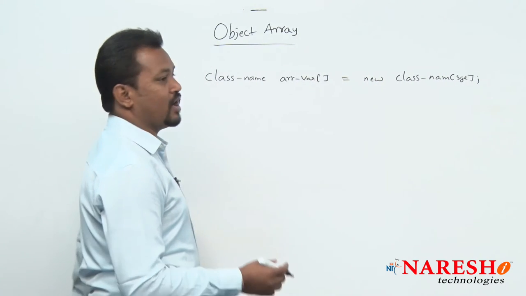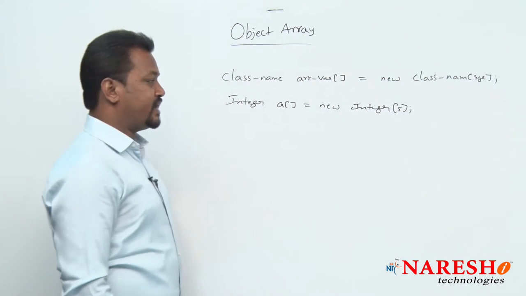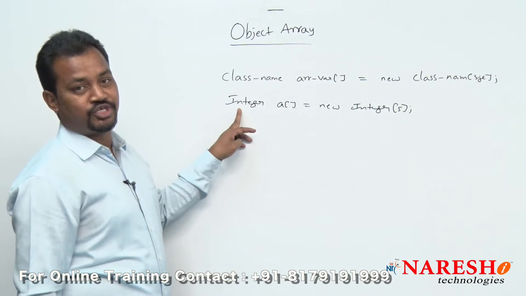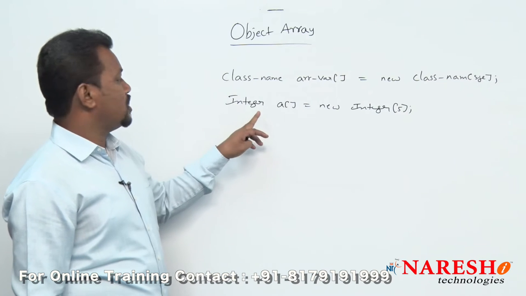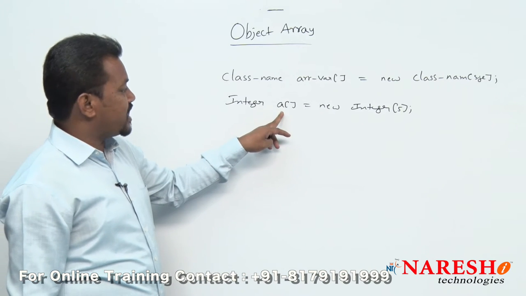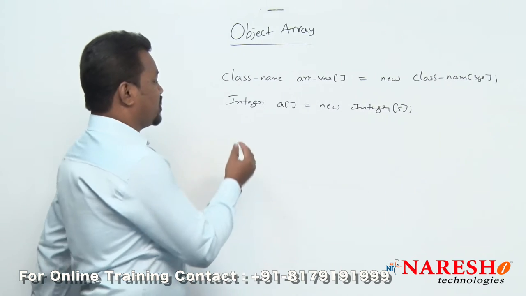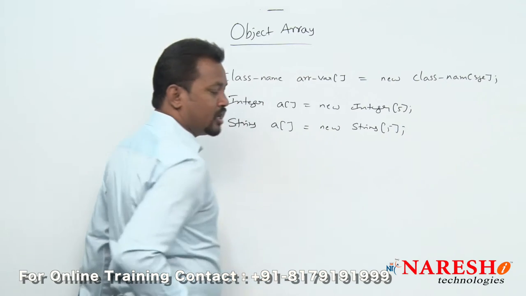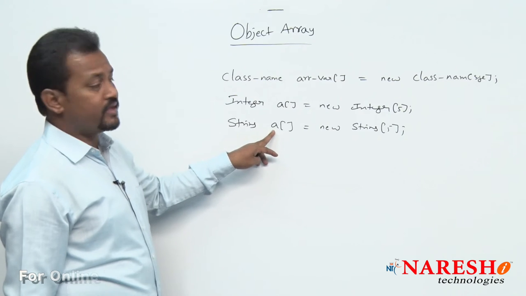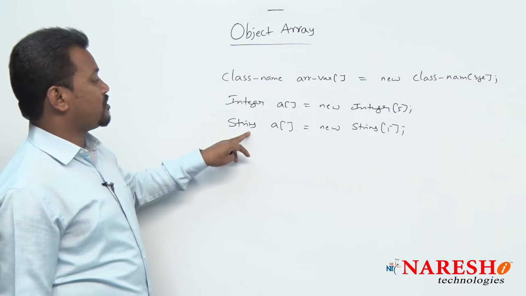In the class name, we can have wrapper classes. Whenever I declare this array by using integer, this array is collecting integer objects, meaning integer wrapper class objects, the objects of the same class. So this array is a collection of integer wrapper class objects. That is the meaning of this line. If I declare one array as string, I am calling it a string array. This array is a collection of string objects, meaning string class objects.